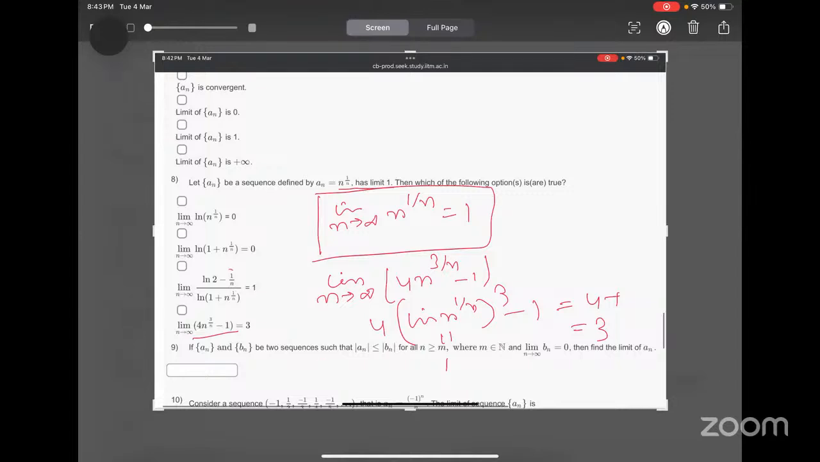1 over n will be going towards 0, and this will be going towards ln2. So ln2 will be cancelled out. Then the answer will be 1, right? ln2 by ln2 equals 1.